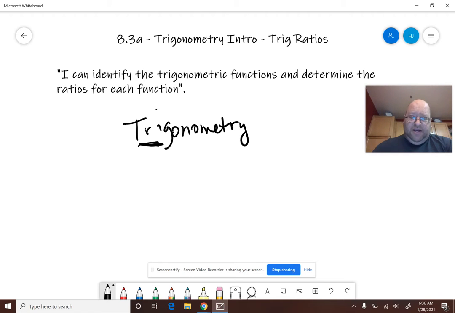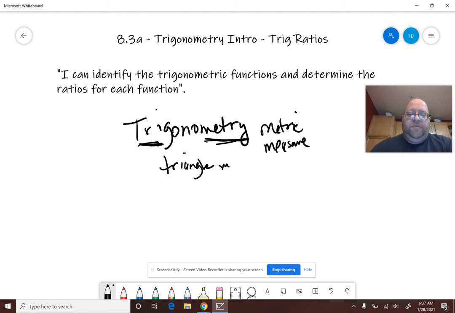So we see the word tri here, and then you see over here the word metry, okay? So when we hear the word metry, maybe we think about the metric system. So it is a unit of measure. Okay. So when we're talking about trigonometry, really, quite simply, it is just the study of triangle measurement.